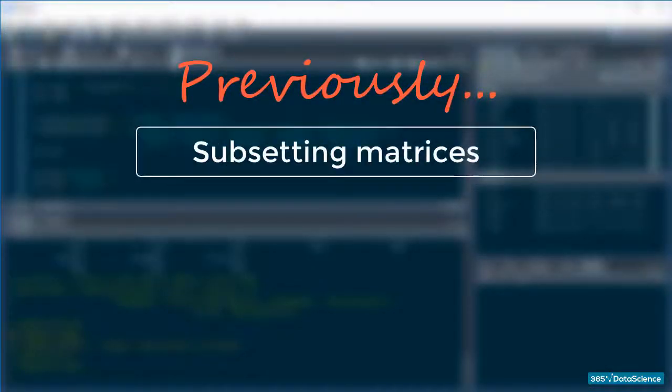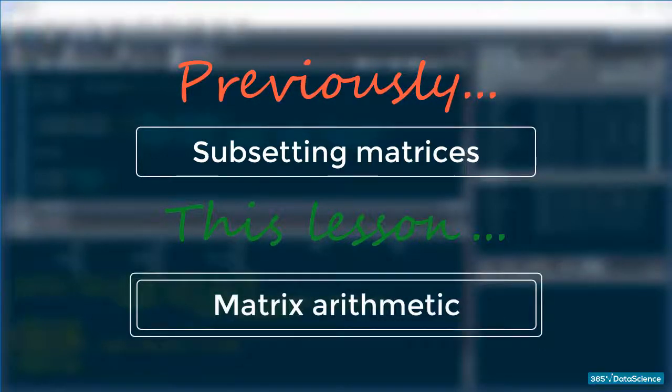Right, last time we talked about subsetting matrices. We used square brackets to extract elements by row and column index, blank spaces to call all elements in a dimension, and we called elements by column or row name. In this lesson, we will talk about matrix arithmetic, which I expect will remind you a lot of doing arithmetic with vectors. It should be nice and easy and quick.